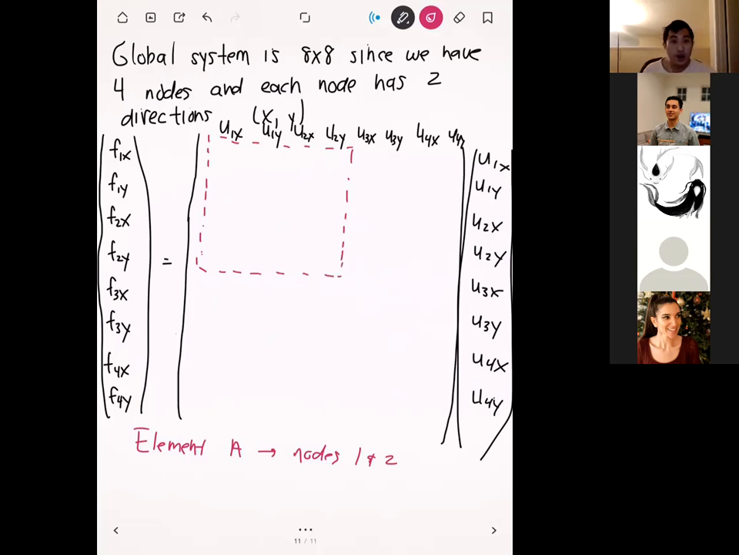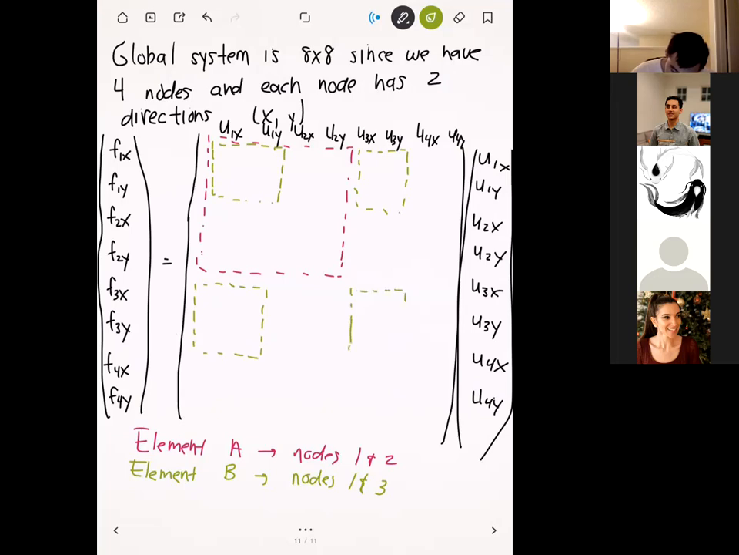And so you can see here, I've highlighted a 4x4 block, and that's where all of the node 1 and 2 stuff is going. Next, let's do element B. And element B was nodes 1 and 3. And so we're going to have these ones right here. First, we're going to have the 1, 1 block. Right. Then we have the 3, 3 block. Then we have that one. Then we have that one right there.